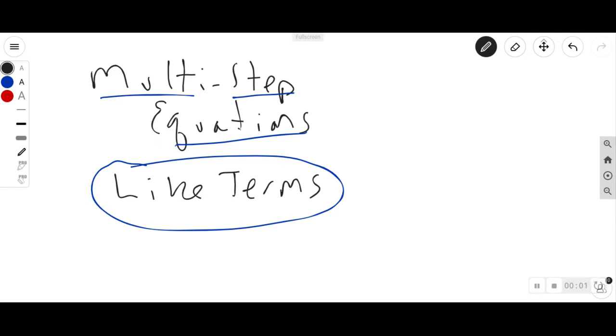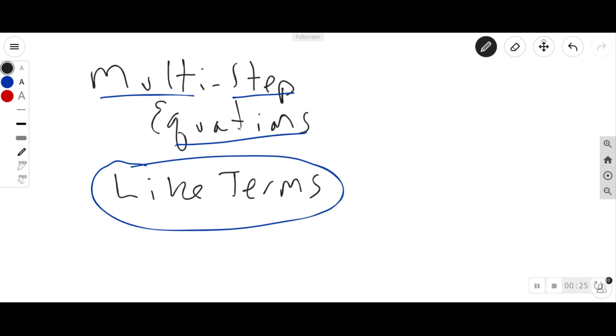Hey everyone. This video is continuing on with our study of solving equations. In this case, we're moving on to multi-step equations. This is a big category, but basically it means that you have more than one calculation that you have to do in order to solve it. We did one separately on two-step equations.